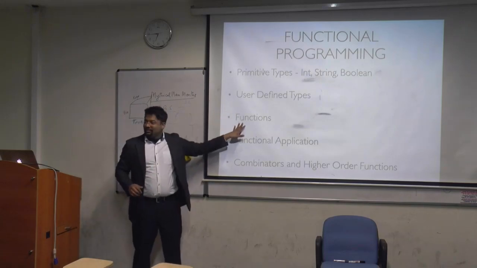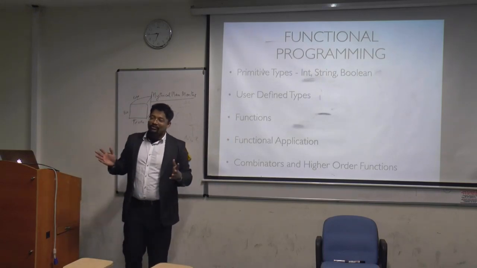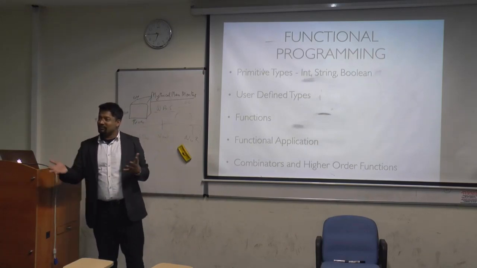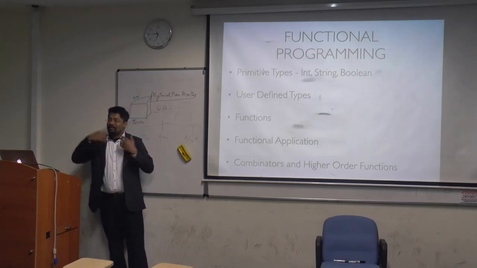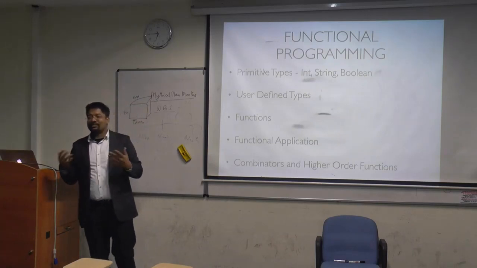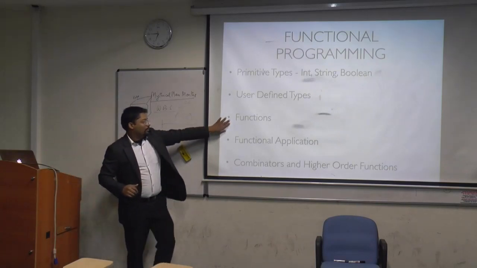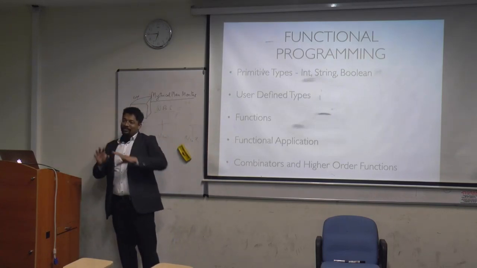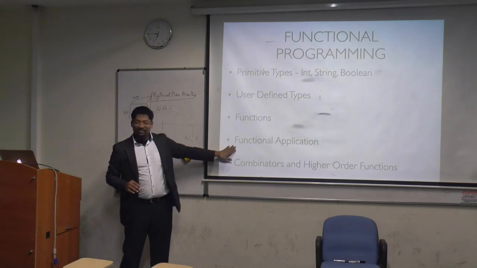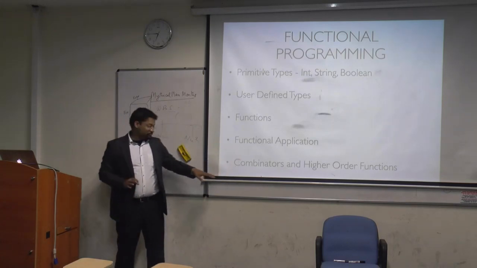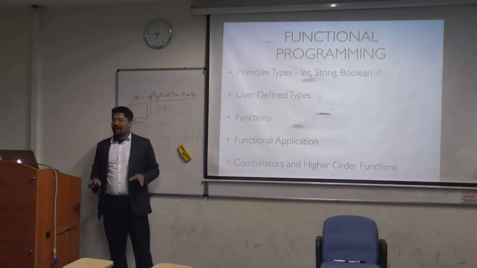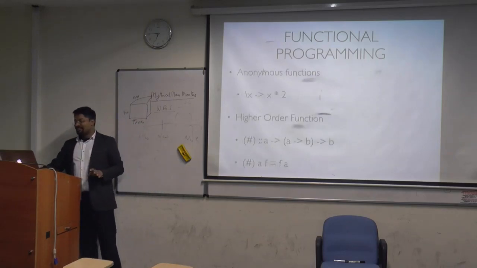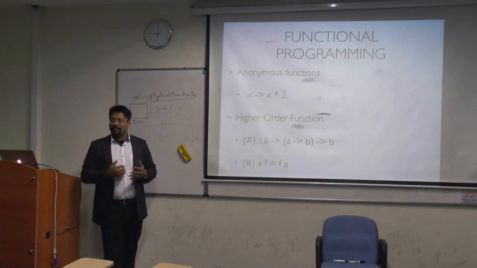Then you have functions, normal functions. The only restriction here is functions can't change the values of variables. A function can't print things. A function can't do anything that will have a side effect, right? Function application: you have a function, you have a value, you apply it, right? Any complications still here? Okay. Finally, what you have are higher order functions and combinators. If you understand this, then you would know why functional programming is good, right?